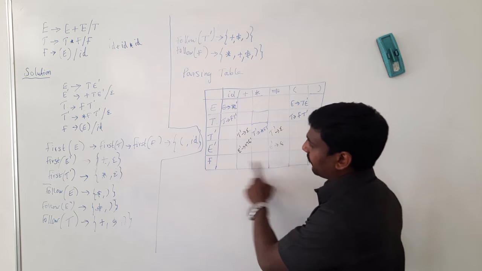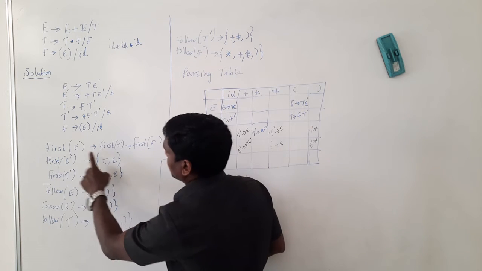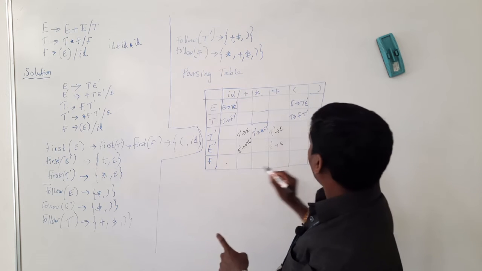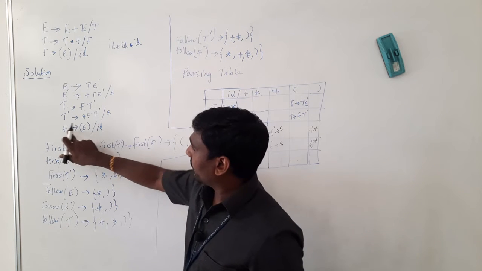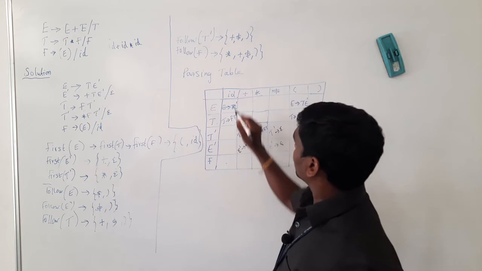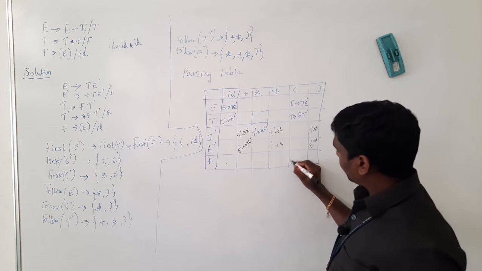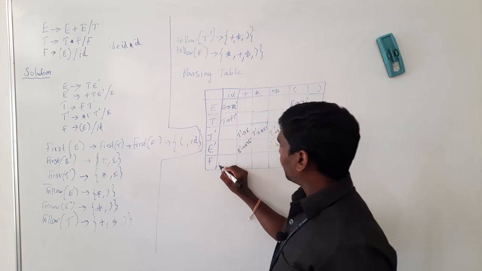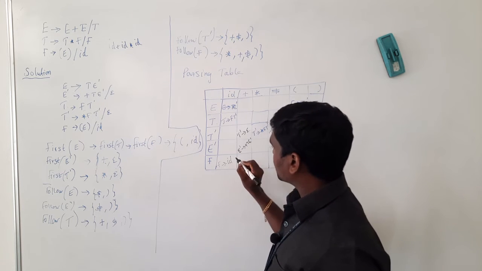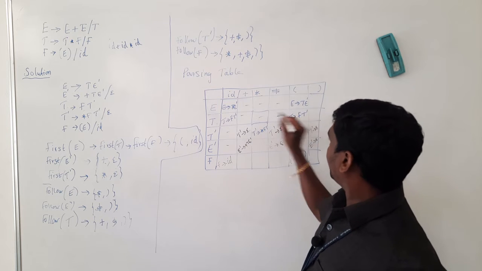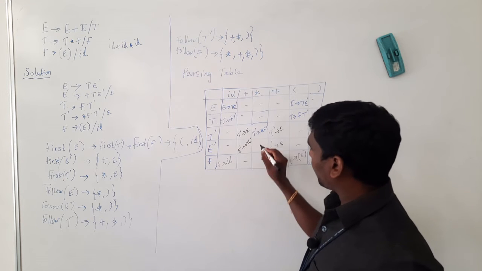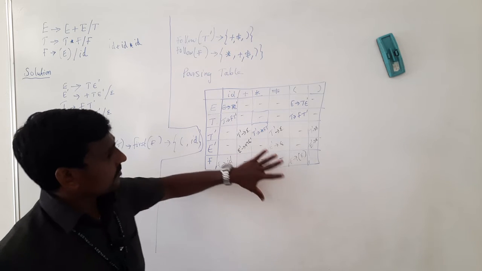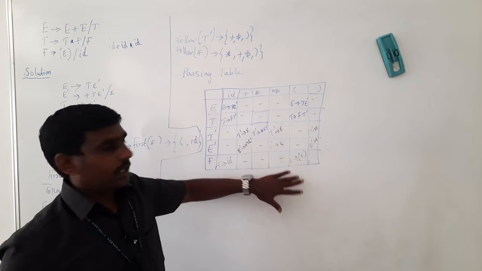Finally, I have to fill the F function. First of F is open brace and ID. So in place of open brace, F tends to open brace E close brace. In place of ID, F tends to ID. So this is the way to fill the parsing table. This is very important, how to fill the parsing table.